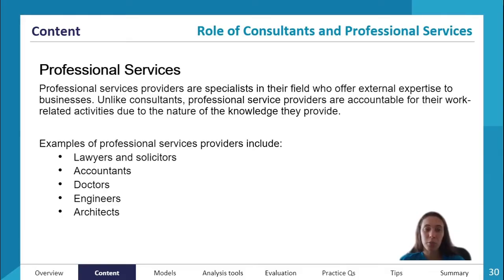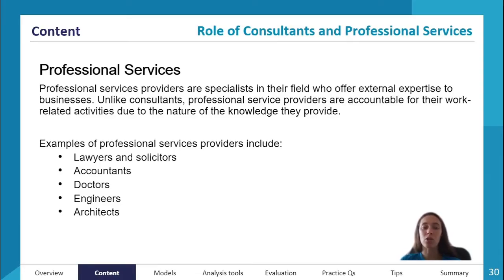On the other hand, you've got professional services, and these people are also specialists in their field, but they're offering external expertise to businesses. So they're different to consultants because they are accountable for their work-related activities because of the nature of the knowledge they provide. So when you have a consultation, you're getting the advice from that person, but if the advice doesn't work out, then they're not liable for that.